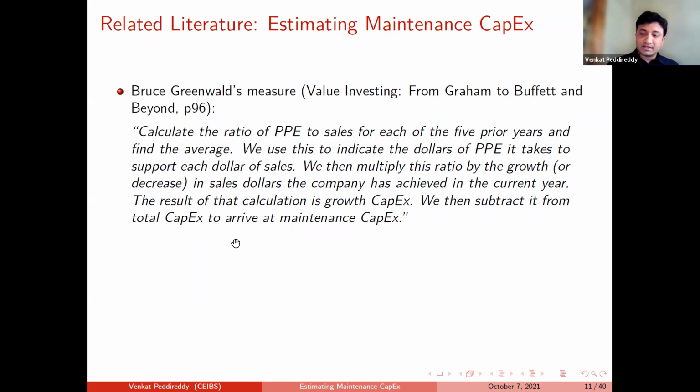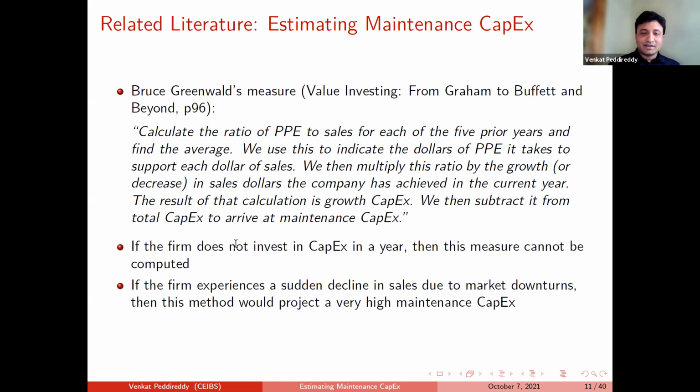Now, the problem with this is you need a very stable, ideal company to compute such a measure. What if the firm does not invest in capex in a particular year? How do you compute the maintenance capex for that year? The second thing is, what if there's a decline in sales in a particular year because of market downturns? Then you would end up with a very high maintenance capex value if you compute it using this method, right? So this methodology also has its limitations in terms of how practical it is to compute for large sample firms.